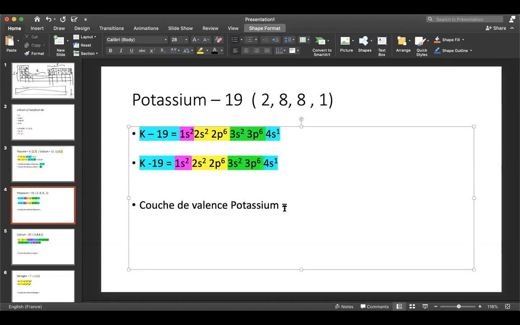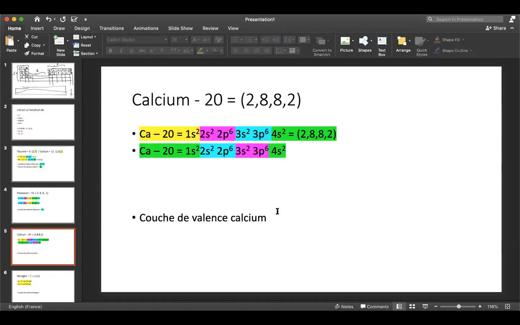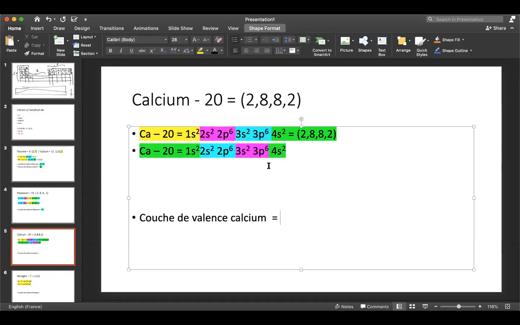What is the couche de valence? 4s1. Exactly, 4s1. Then for calcium, 4s2.